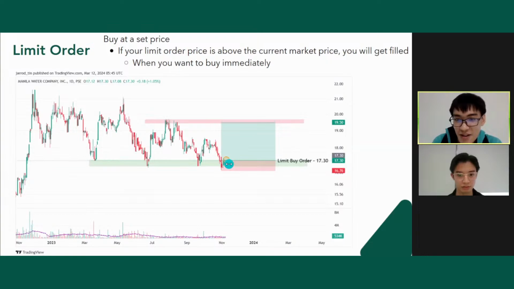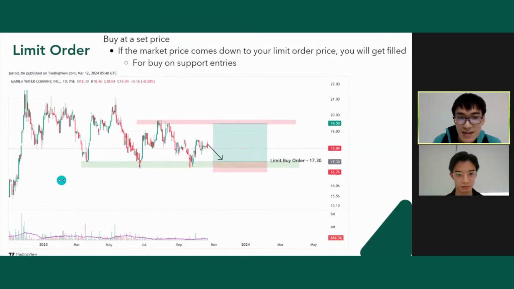So if the price is already at 17.3 and you want to buy at 17.3, you can set your buy limit order. Diba? At 17.30 or higher. Bakit higher? Para ma-fill ka agad, diba? Kasi if the price is at 17.3 and you want to get filled immediately, edi you bid higher para ma-fill ka na, diba? You can get filled, you can buy the ask price, diba? So that's a limit order.